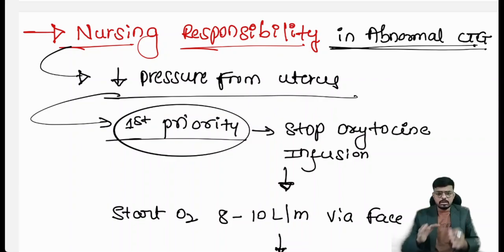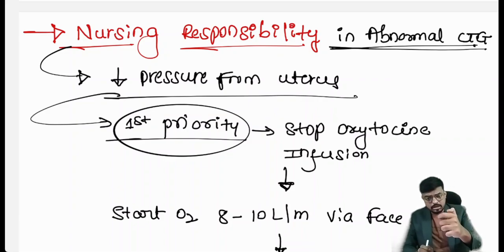Okay, so you are a nursing officer assisting a woman in labor. When you look at the CTG monitor, the fetal heart rate starts to decrease. What is the nursing responsibility? The priority nursing responsibility will be asked in your exam. The first priority is to stop the oxytocin infusion.